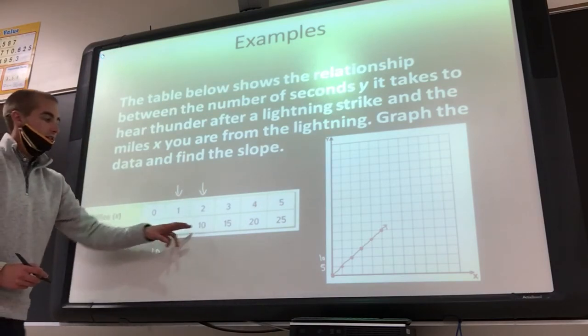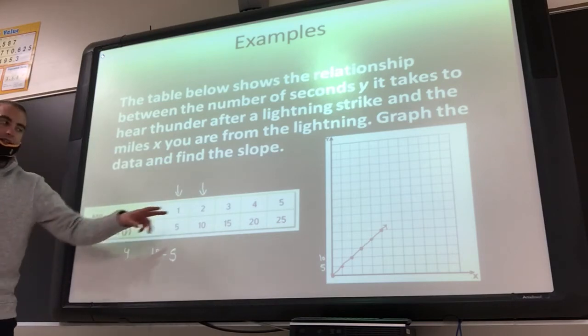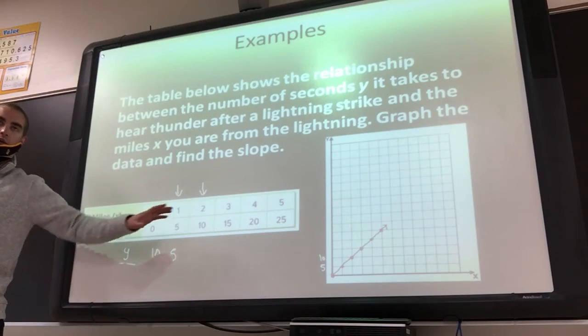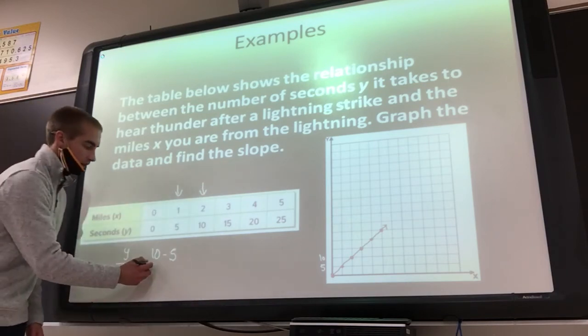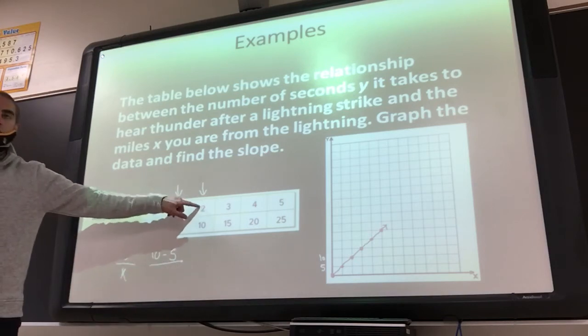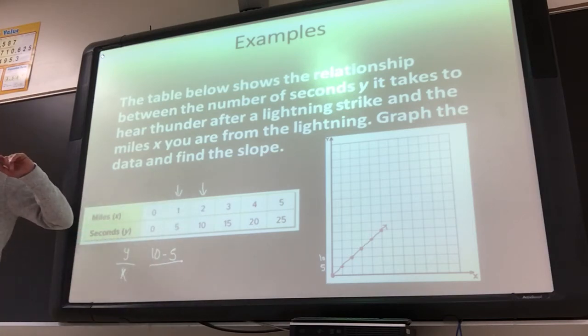I'm subtracting the 2 y values. So not 10 minus 2, 10 minus 5. Because all the y values go on top. That's going to go over. I've got 1 and 2. What order should I go in for the x values?